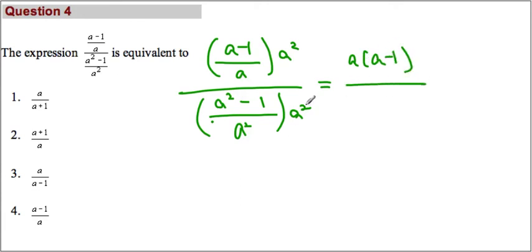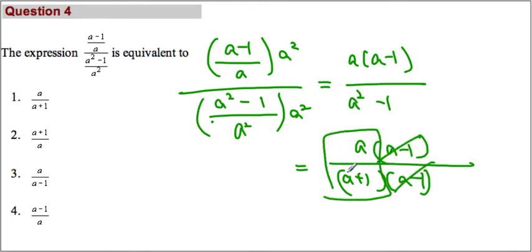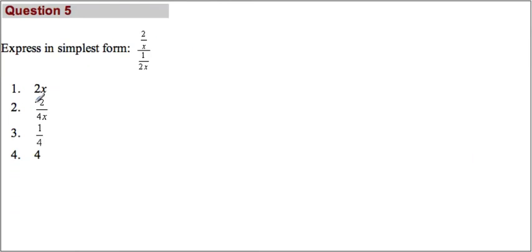How about the denominator? A squared cancels out, we have a squared minus 1, but when you factor the denominator, we get a plus 1 and a minus 1. On the top we have a times a minus 1, so therefore these two cancel out. We are left with a over a plus 1 as our answer. So therefore, which is choice 1.